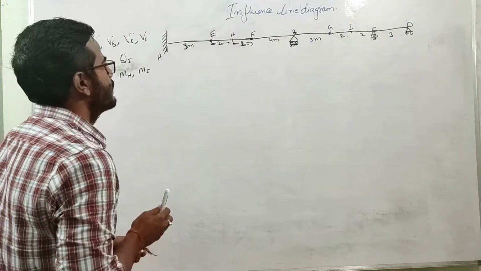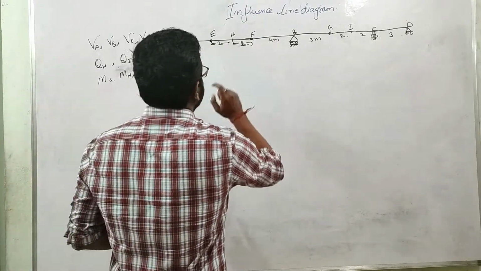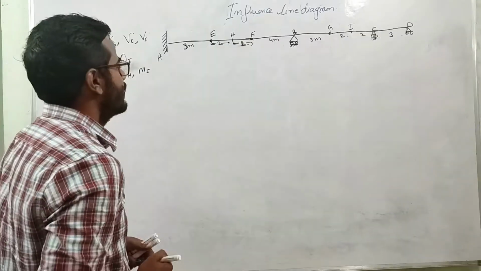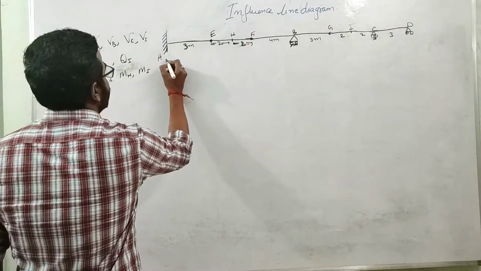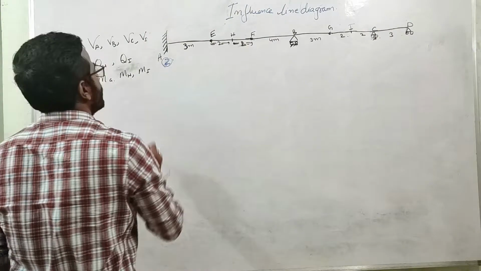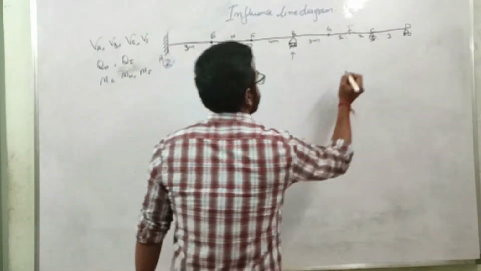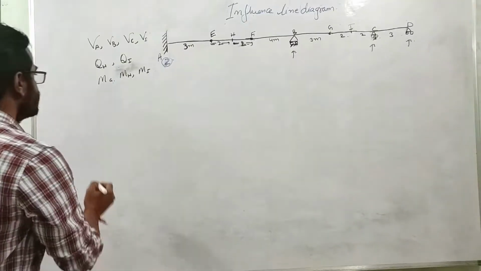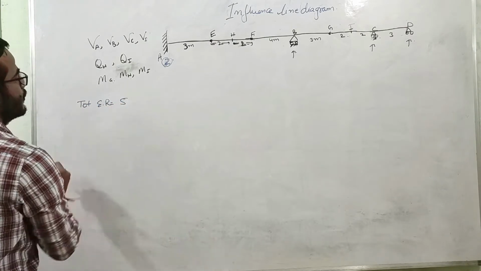The problem is that we have a continuous beam, and in this beam we have internal hinges at E, F and G. First we will determine whether this structure is unstable, determinate or indeterminate. At this point I have two reactions only, neglecting the horizontal reactions. At this point only one vertical reaction, and at this point one vertical reaction. So total external reactions are 5.